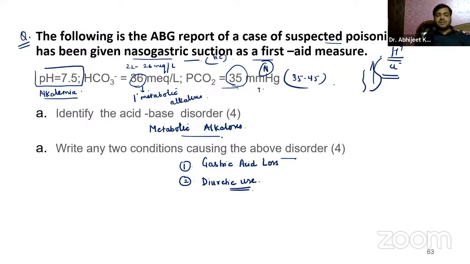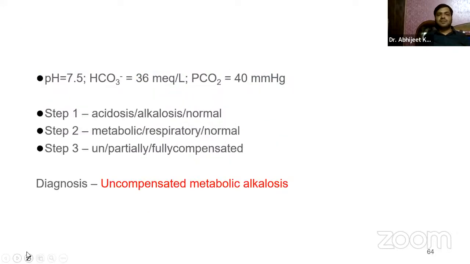Thiazide diuretics basically cause loss of potassium and hydrogen through the urine. Now, what will happen if the hydrogen is lost? There will be a decrease in the hydrogen ions that are circulating, and it will contribute to metabolic alkalosis, right? So that is something you have to remember. Yes, metabolic alkalosis.